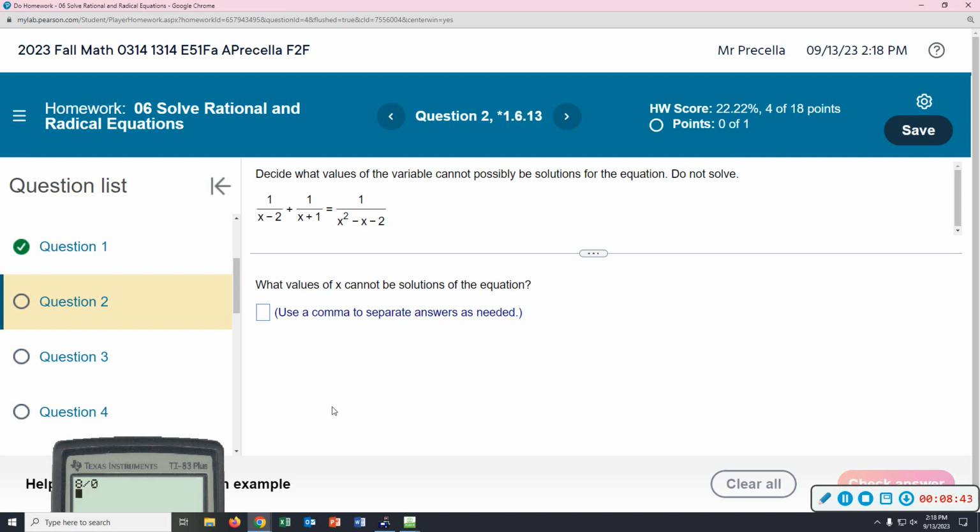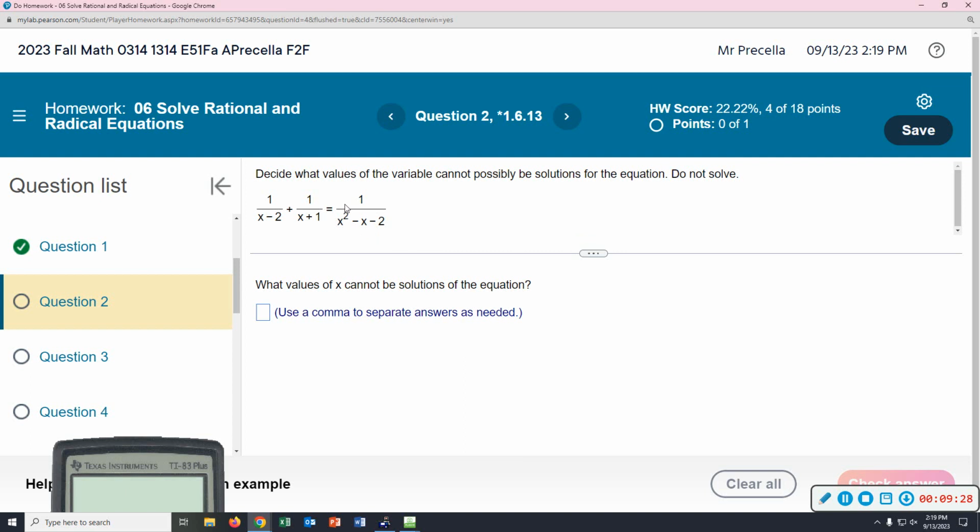So we have 1 over x minus 2 plus 1 over x plus 1 equals 1 over x squared minus x minus 2. Make sure I wrote that down correctly. By the way, two of these fractions are pretty easy to figure out, right? Like this one here, which one do you think it's going to be? X can't equal 2. And what about this one? Negative 1.